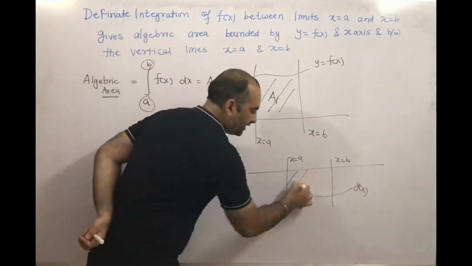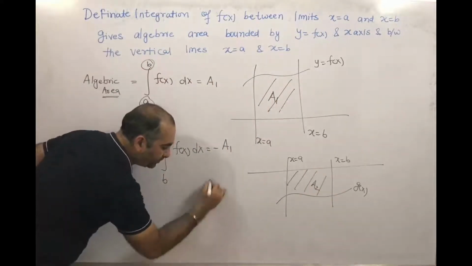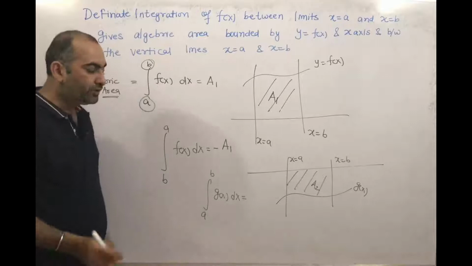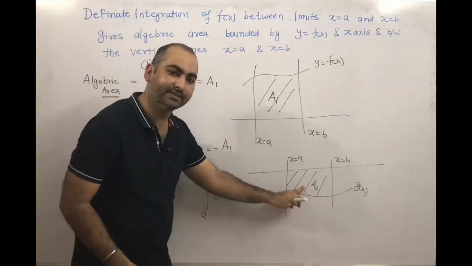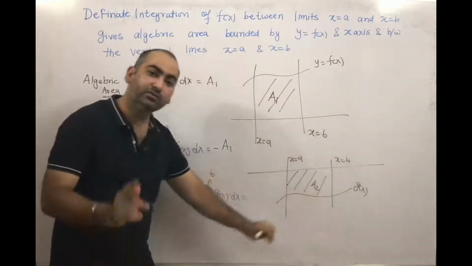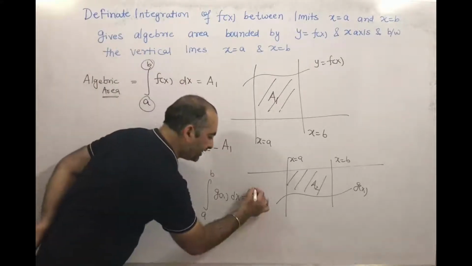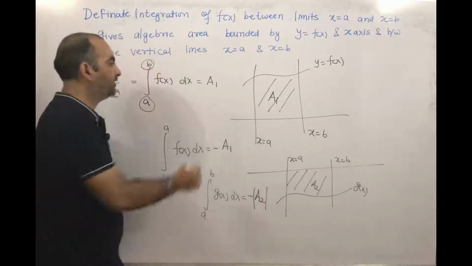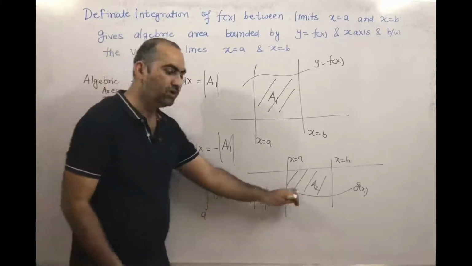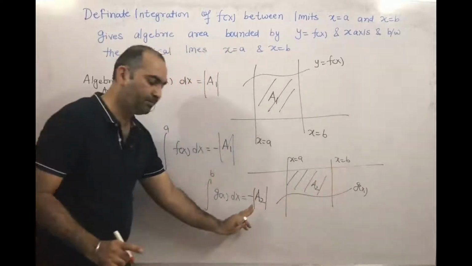So this area, suppose A2. Here integration a to b g(x) dx. You can see here bounded area is below x-axis and limit is from left to right. So it is below x-axis, so minus of A2 will come. Here we can take modulus, because minus we are already putting here. Minus is coming because it is below x-axis, and limit also you have to check. Limit is left to right, then minus of A2 will come.